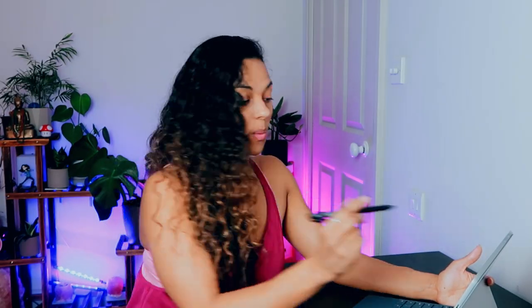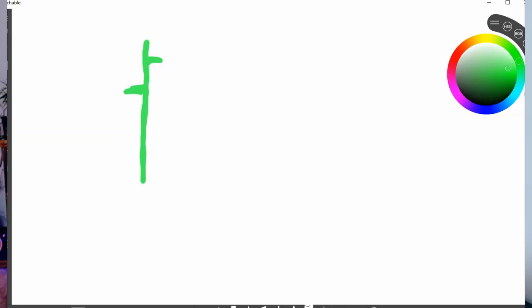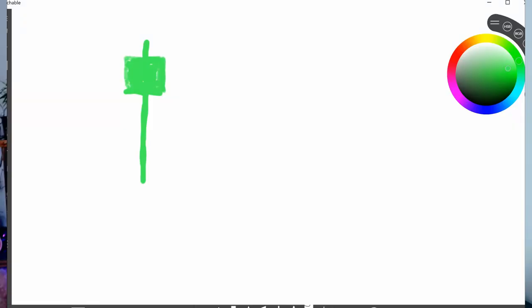In order to draw a candlestick, it's very easy. What we're going to do is create a square around it and fill the body. And that's what a candlestick looks like. All of these candlesticks have names, and we'll get more into that in my next video. Let's go back to this candlestick.